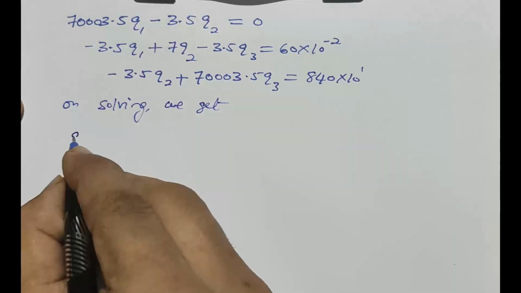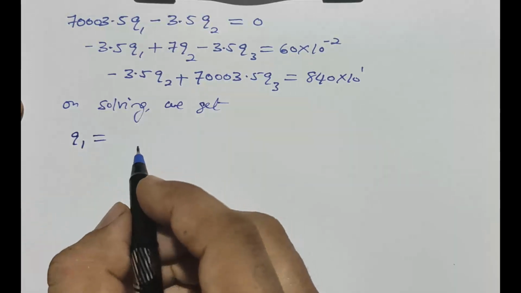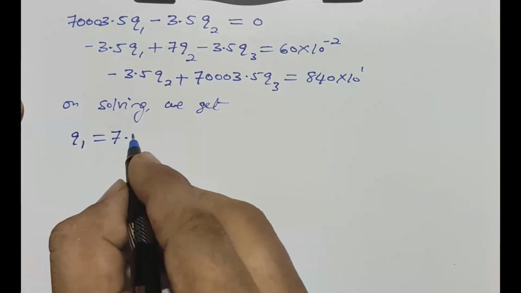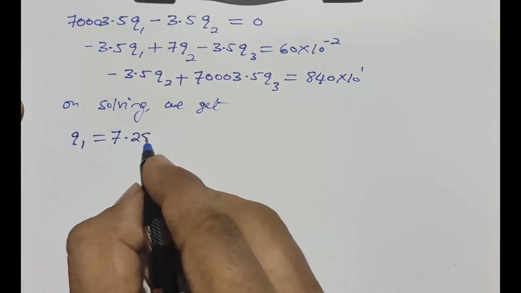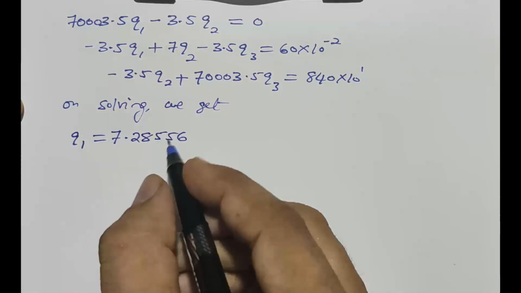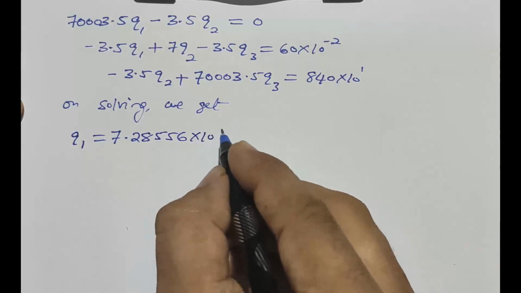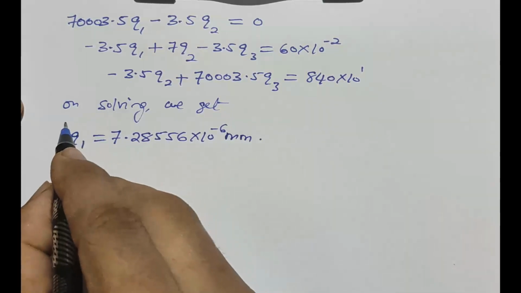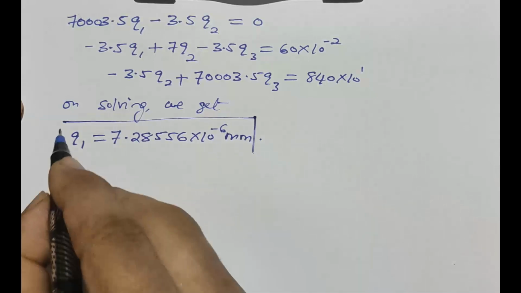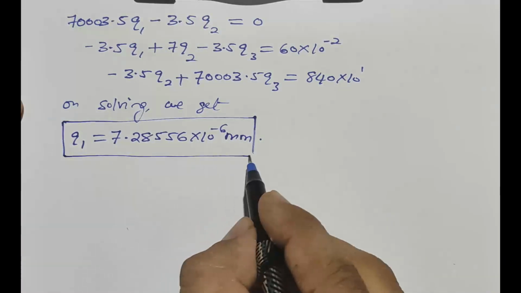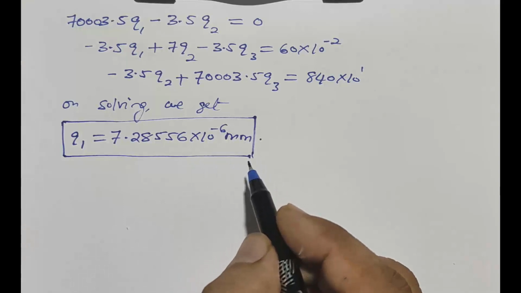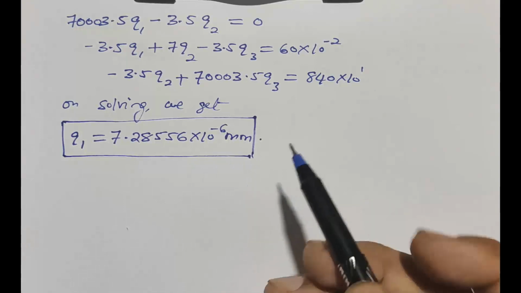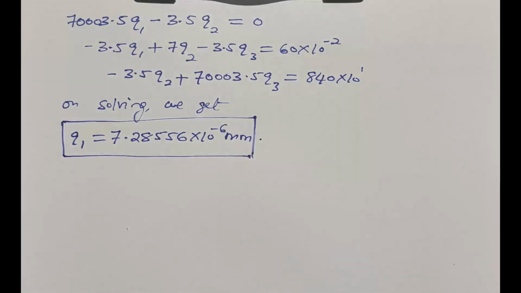we get Q1 is equal to 7.28556 into 10 power minus 6 mm, which is nearly equal to 0. Because node number 1 is fixed, you have to get 0, but this value is nearly equal to 0.